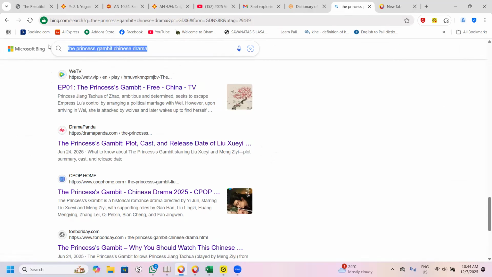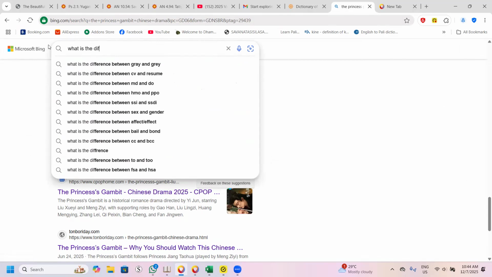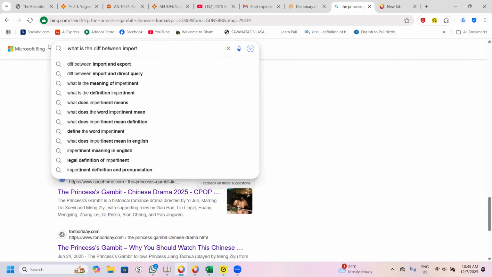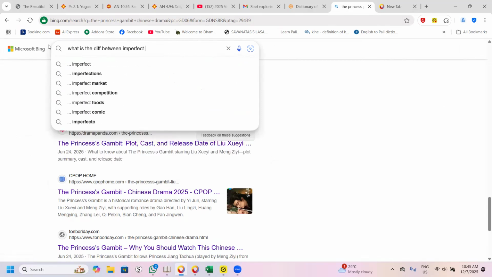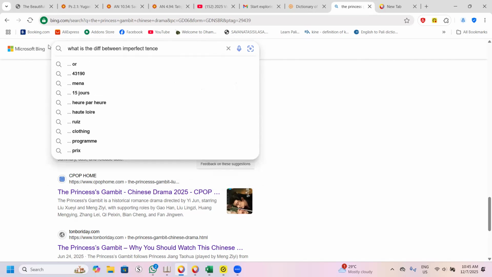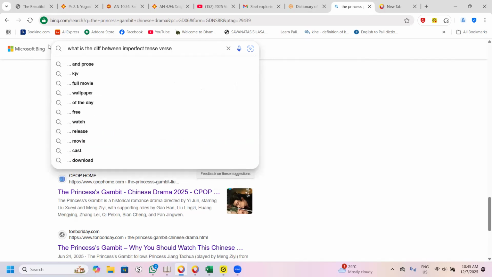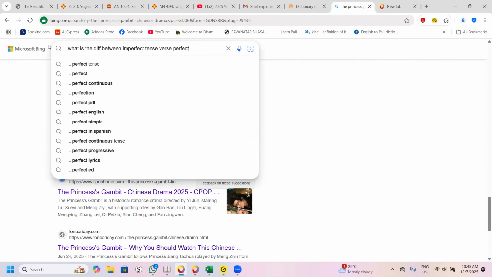You just go and Google the difference between imperfect tense and perfect tense. You will get tons of it, very complicated. Yes, I read through already.